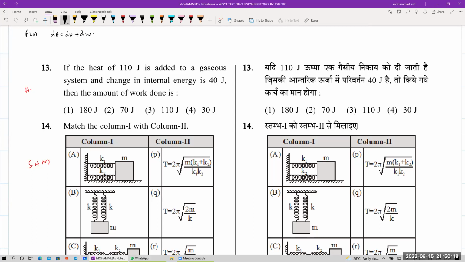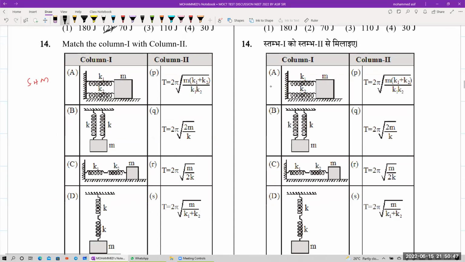कितना आएगा? dq कितना दे रखा है बेटा? 110. That is equals to the internal energy added to the system, यानी ये हो जाएगा change in internal energy is 40 plus of your dw. So dw will be equal to how much, बेटा? 110 minus of your 40. So that will be equal to your 70 joules. Second option. चलिए, next one.